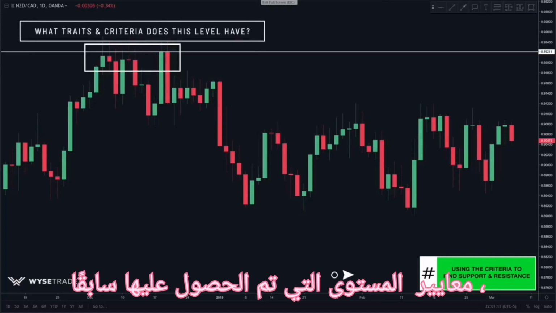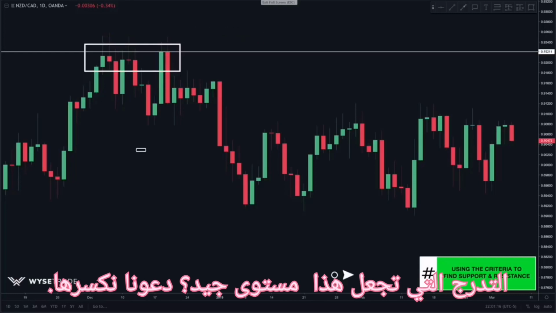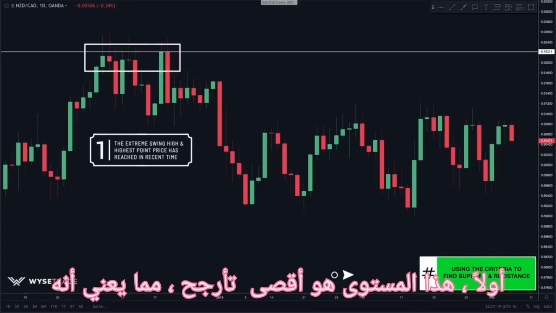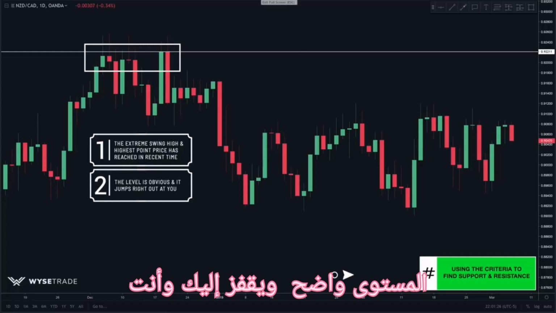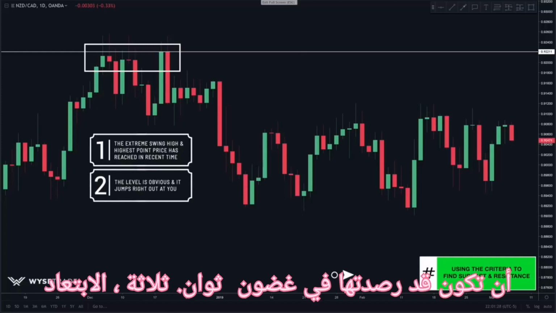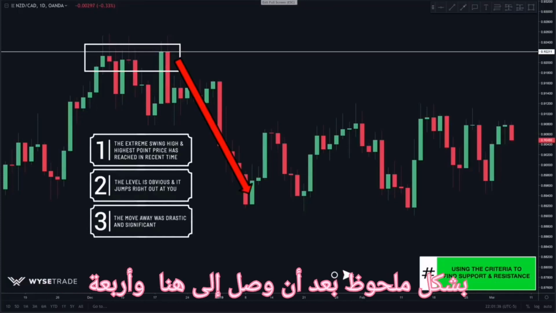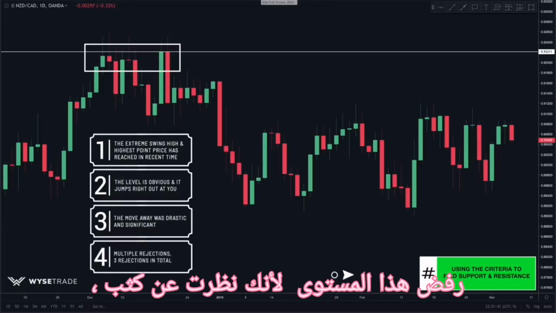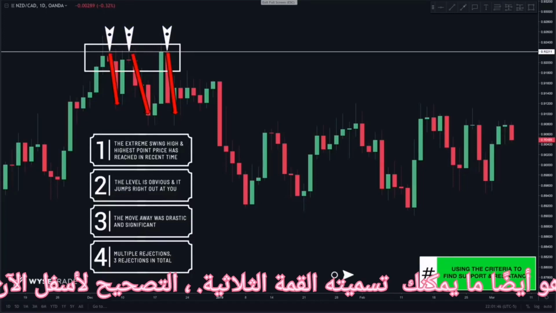So what criteria does this level have that we previously listed that makes this a good level? Let's break it down. 1. This level is the extreme swing high, meaning it is the highest point that price has reached in recent time. 2. The level is obvious and it jumps right out at you, and you should have spotted it within seconds. 3. The move away was drastic, because as you can see, price reversed significantly after it got here. And 4. There were multiple rejections of this level, because if you look closely, there were 3 smaller rejections of this level. This is also what you can call a triple top.